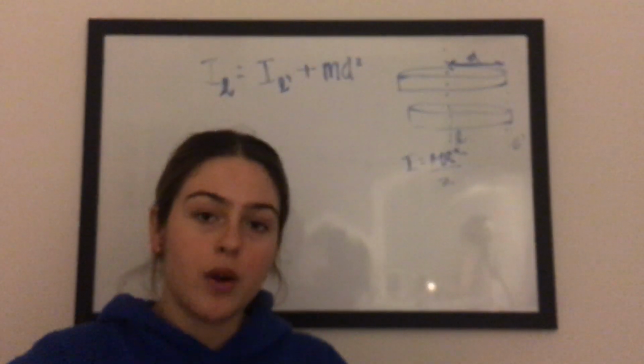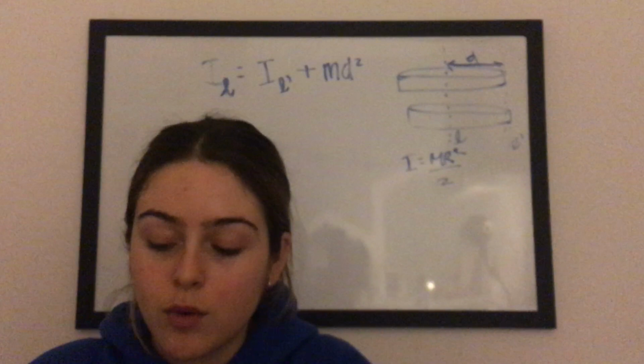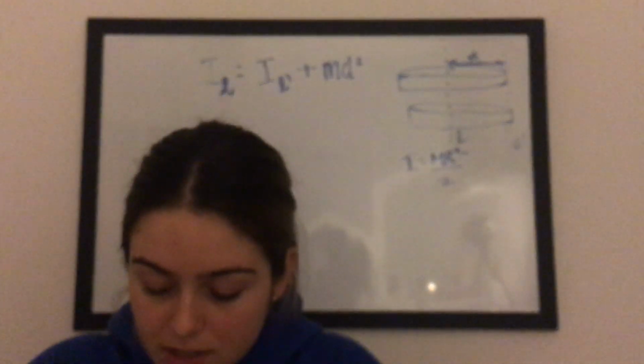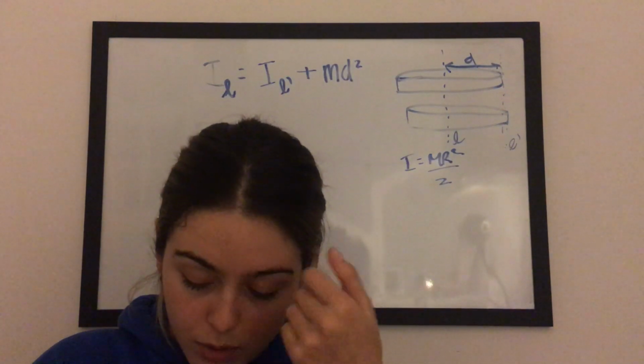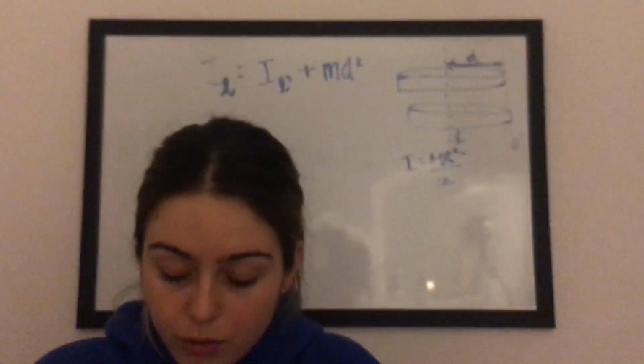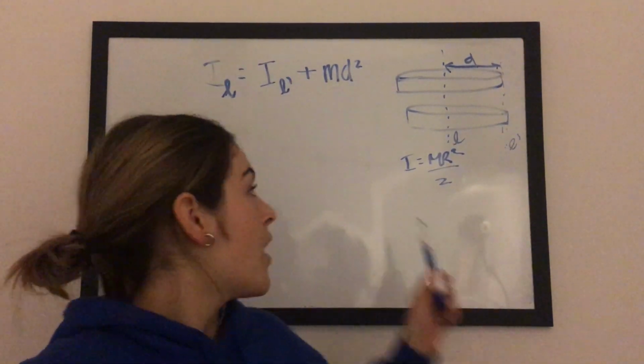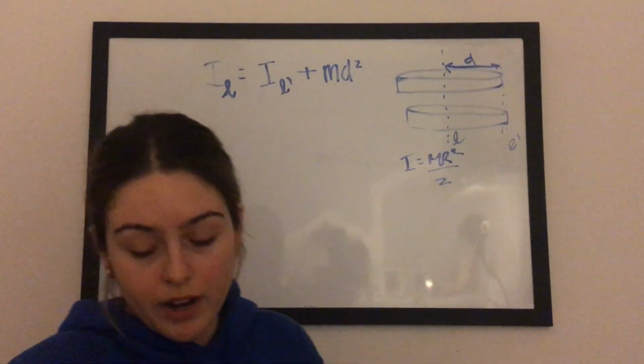So now I'm going to go ahead and read the question specific to problem number 19. So the two disks are now shifted so that the axis of rotation goes through a point on the edge of the disks. The rotational inertia of the two disk system is now blank. So we're going to go ahead and refer to this formula right here.